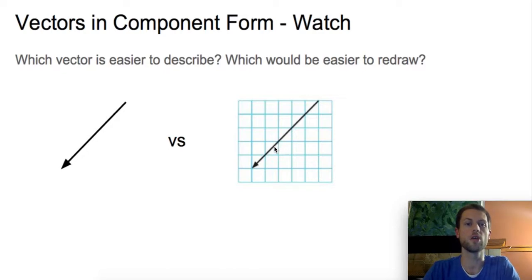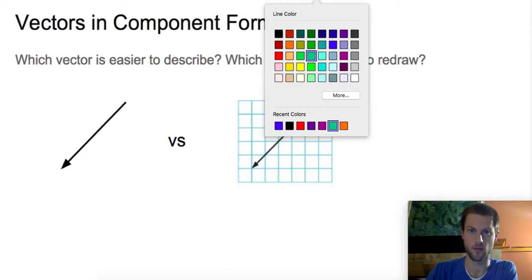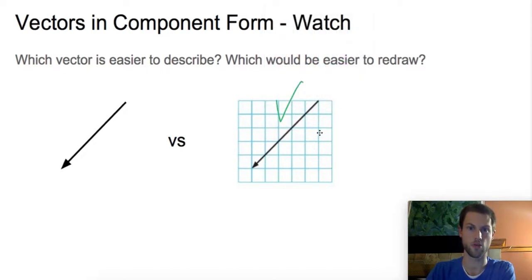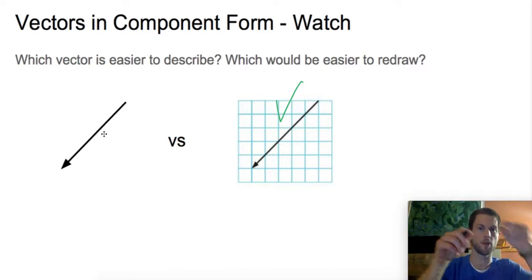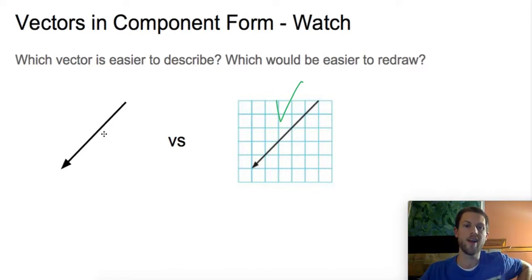Which of these do you think would be easier to redraw? If I just showed you a picture of this one and said go ahead and draw it, would that be as easy or easier or more difficult than if I showed you this picture and I asked you to redraw it? Hopefully, if you're like me, I like this vector better. I think it's easier to draw. When I'm drawing this vector, I'm counting boxes. I'm counting how many I'm going down, counting how many I'm going over. This one is just kind of floating in the air. I need to use a ruler, I need to measure it, I maybe need a protractor to find the angle. I like this vector better than this one. And if you're like me and you agree, then you're going to love component form.